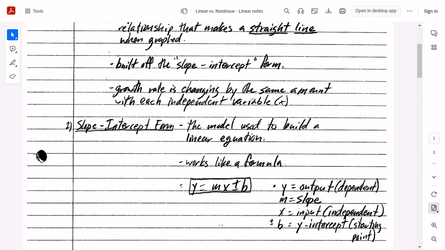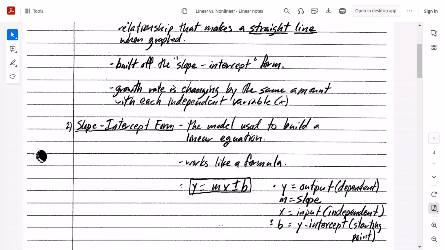So the book talks about a linear growth rate. Okay? If something has a linear growth rate, it basically means it's changing by the same amount with each independent variable. Okay? Which means that whatever the next independent variable is, the same thing is happening to that one that has happened to the one before it and the one before it, as will happen to the one after it and the one after that. So it makes a straight line.